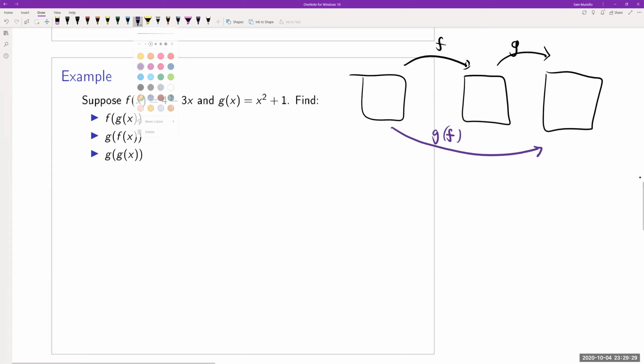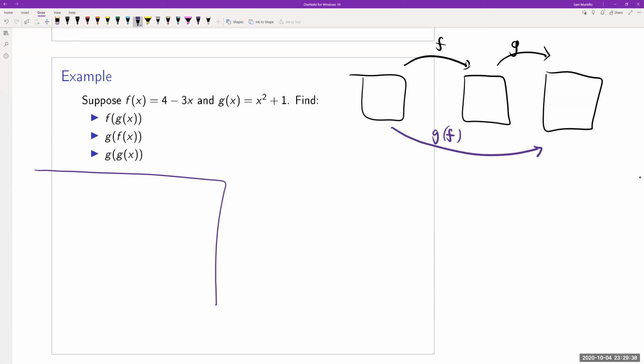Now there's two ways to do this, inside out or outside in. Let me show you both ways with this first example. So with f of g of x, I could first say, okay, that means I have f of, and I say g of x is x squared plus 1. That means that I have 4 minus 3 times x squared plus 1.